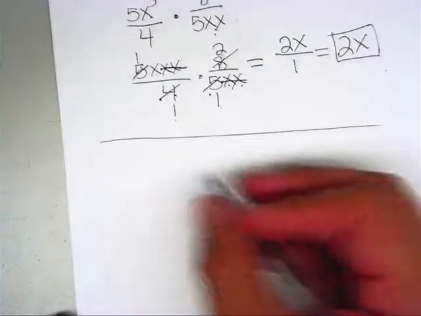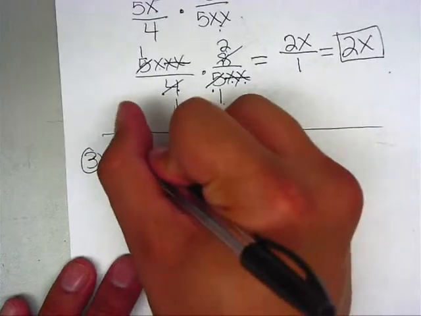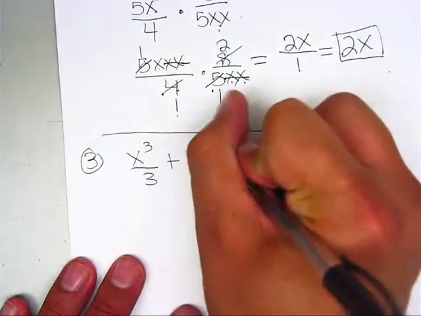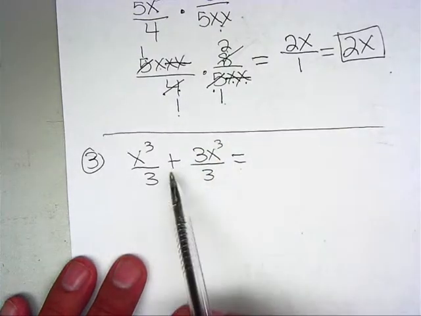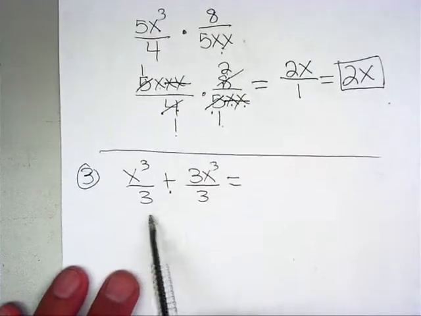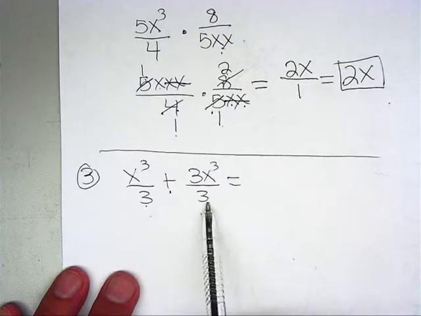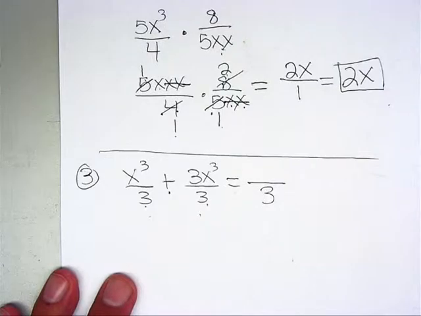Question 3. This is an addition problem. X to the third divided by 3 plus 3x to the third divided by 3. Addition is different from multiplication and division because we need common denominators before we can add across the top. 3 and 3 are common denominators, so my answer also has a denominator of 3.